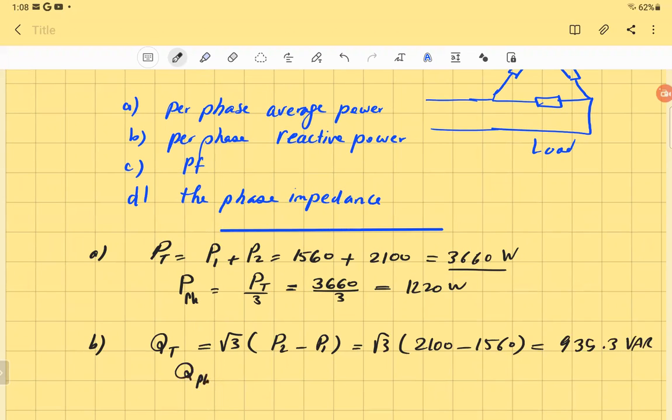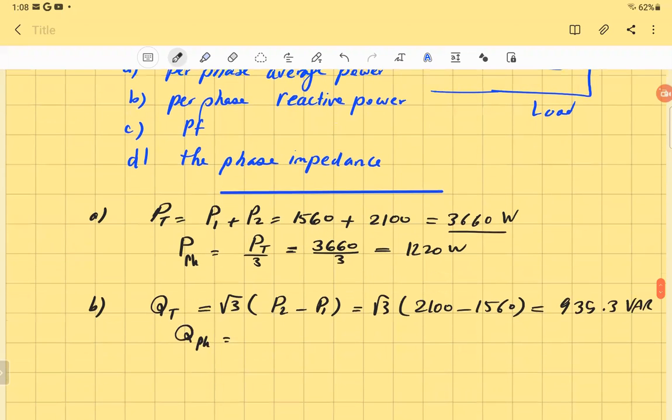I want it per phase. That's easy. In the next lab, the pre-lab will be exactly applying what we're doing now, so it will be easy for you. You divide the total by 3. So you have 1/3 times 935.3. That will give you 311.775. That's the reactive power per phase.